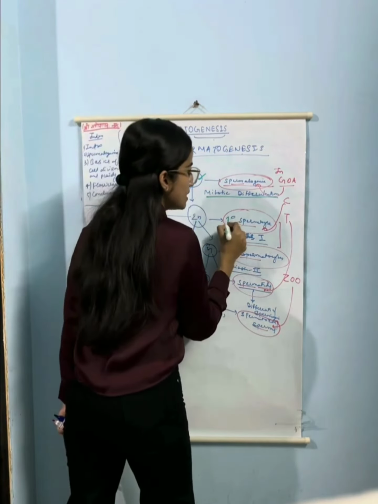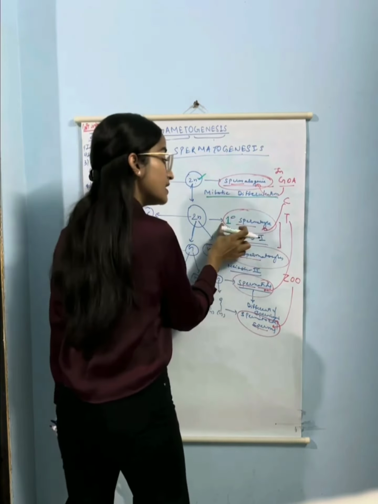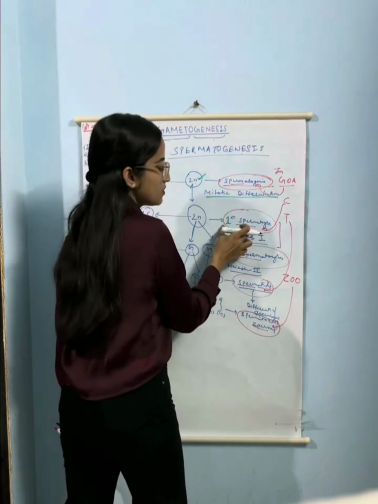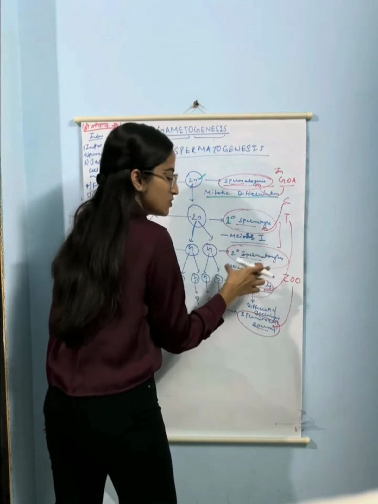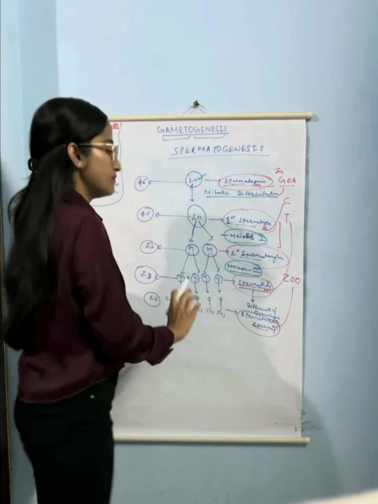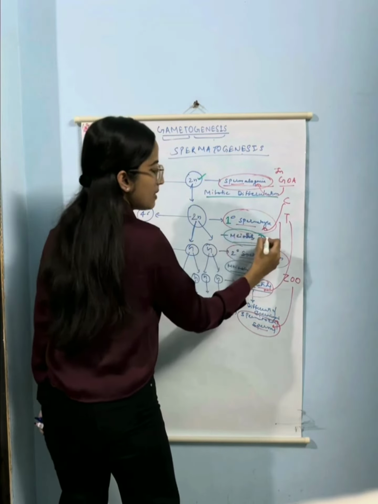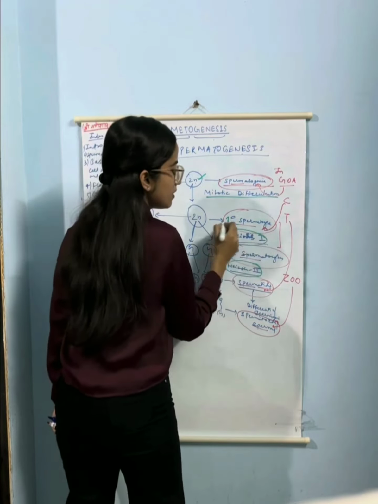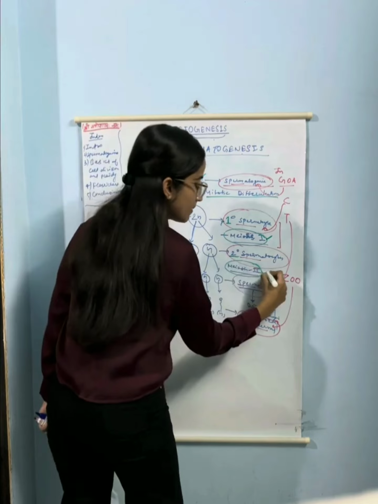Now there is a primary spermatocyte and I have written it as a 1 degree spermatocyte. So in 1 degree spermatocyte or primary spermatocyte there will be meiosis 1, and in 2 degree spermatocyte or secondary spermatocyte there will be meiosis 2. So there will be no confusion between meiosis 1 and meiosis 2 because you can remember that in 1 degree there is meiosis 1, and in 2 degree there is meiosis 2.